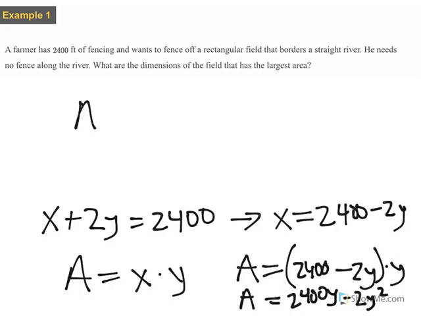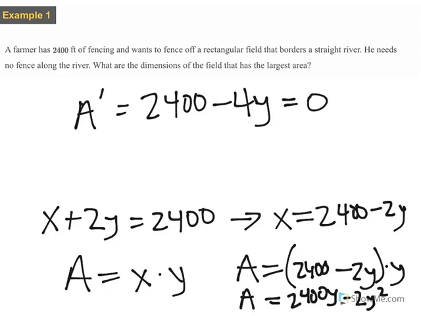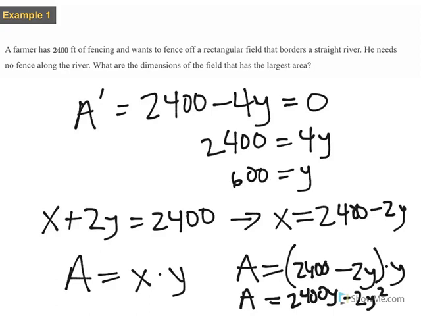So you might go from there and say, let me find A prime, and A prime looks like 2,400 minus 4y. Well, how do you find maximums and minimums? Those are critical points. And so you look at, where is A prime undefined? Nowhere, actually, because this is a linear function. Domain is all real numbers. And then the other thing you should do with that is set that equal to 0. And so if you set this equal to 0, you get 2,400 equals 4y, and then divide both sides by 4, you get y equals 600.